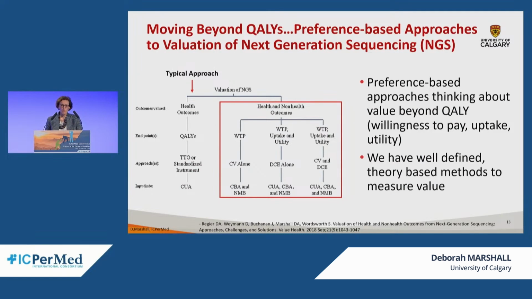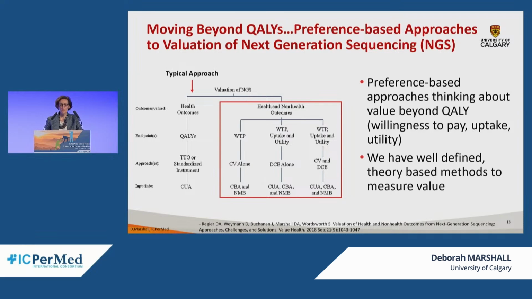And in this paper, we're looking specifically at next generation sequencing, but what this does is highlight to us the different preference-based approaches to valuation of precision medicine. And on the left-hand side is the traditional approach, so doing cost-effectiveness type of analysis. And on the right-hand side, in the red box there, what it does is say, gee, let's look at a few other kinds of things and ways to value the benefits of precision medicine.